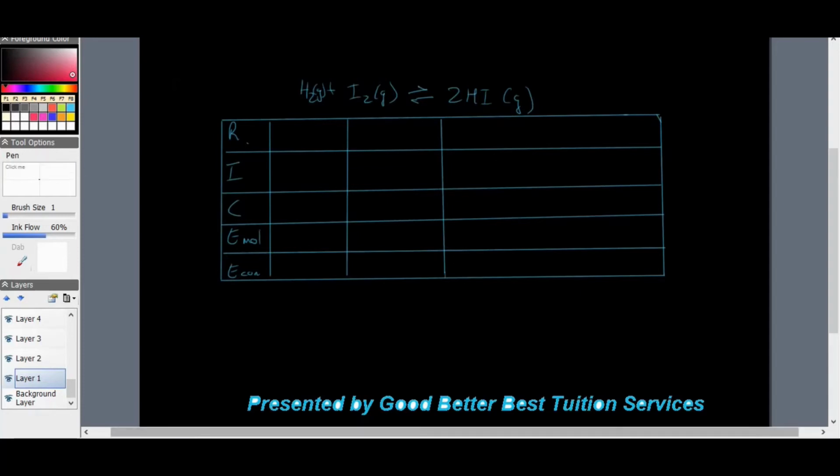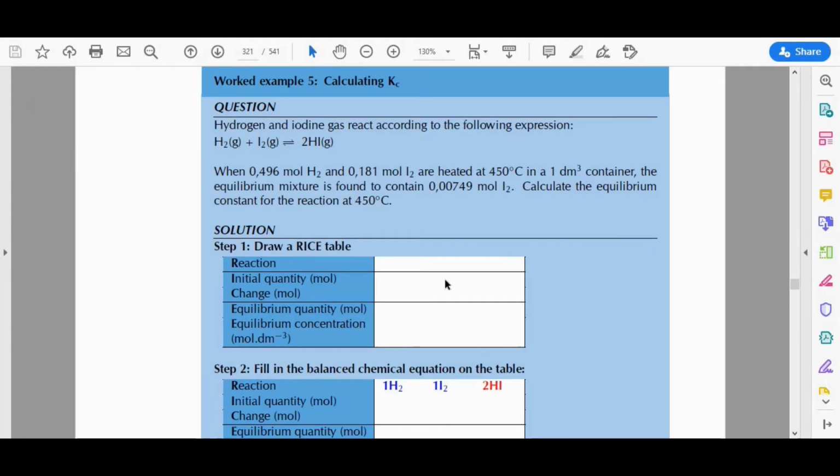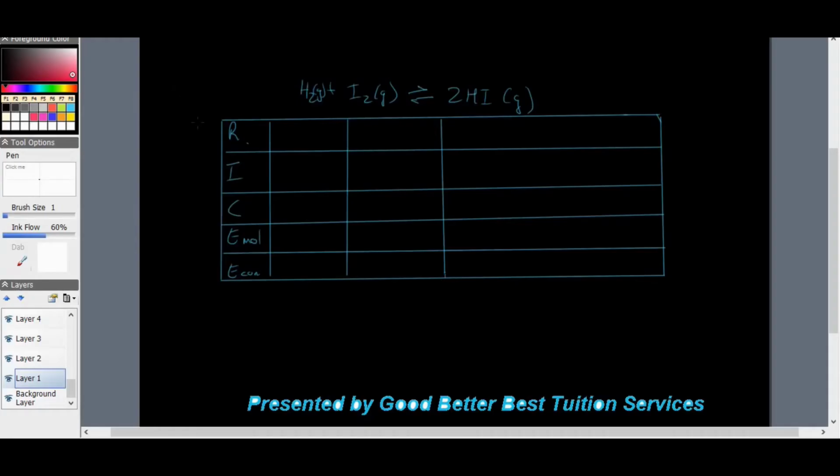Okay. Going back, it said that when 0.496 mole of hydrogen and 0.181 mole of I2 are heated at 450 degrees Celsius in a 1 decimeter cube container, the equilibrium mixture is found to contain 0.00749 mole of I2. So that means that initially, well, it's 2HI, so I've got 1 is to 1 is to 2. That's my mole ratio.